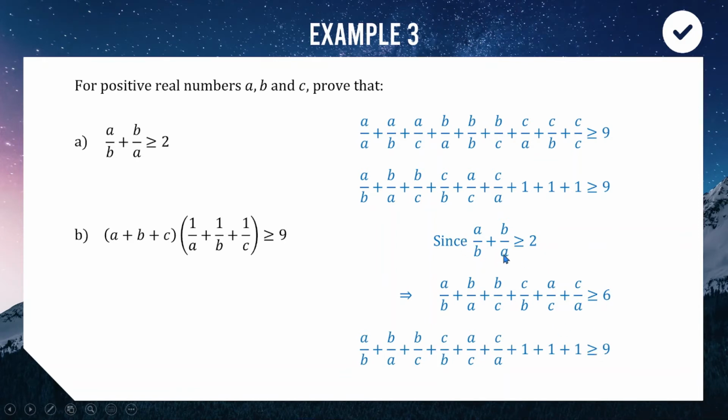Okay, so starting with part A, repeating that 3 times to get greater than or equal to 6, adding in the 3 plus 1s, and then we could have our line at the top here in blue, which then gets factorized to the original target. So we have proven the statement.